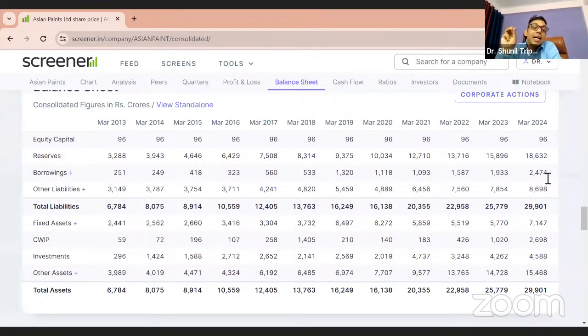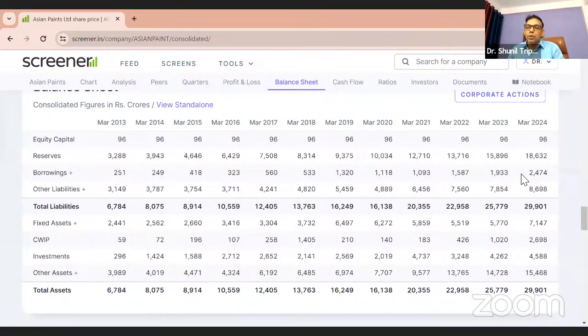2,474 is the debt. The company has taken this much money from outside. These are their borrowings, their debt. And the owner's own money is 18,700 and something. This is equity plus reserve. Equity plus reserve is the owner's money. I told you that the owner's money is equity and borrowings are the debt.